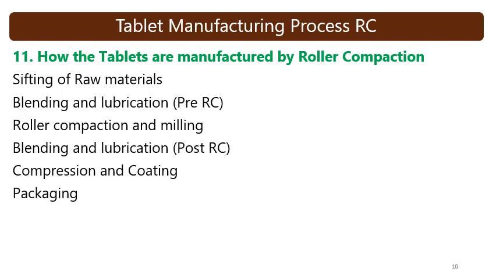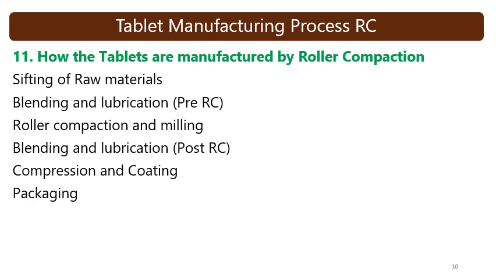How the tablets are manufactured by roller compaction, or what are the steps for roller compaction? So similarly here also shifting of raw materials, blending and lubrication. Blending and lubrication is done before roller compaction, that is known as pre-roller compaction blending and lubrication. Then roller compaction is done for getting the granules. Desired fraction of granules and fines are taken. Milling is performed. Sometimes the roller compaction has the integrated milling unit. Sometimes it may not have. So based on that, the roller compaction and milling is done.